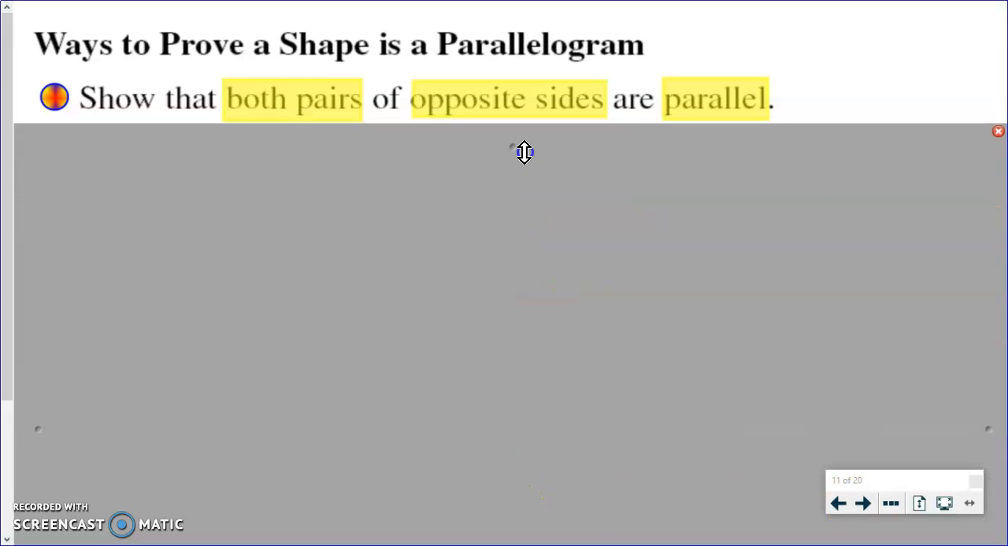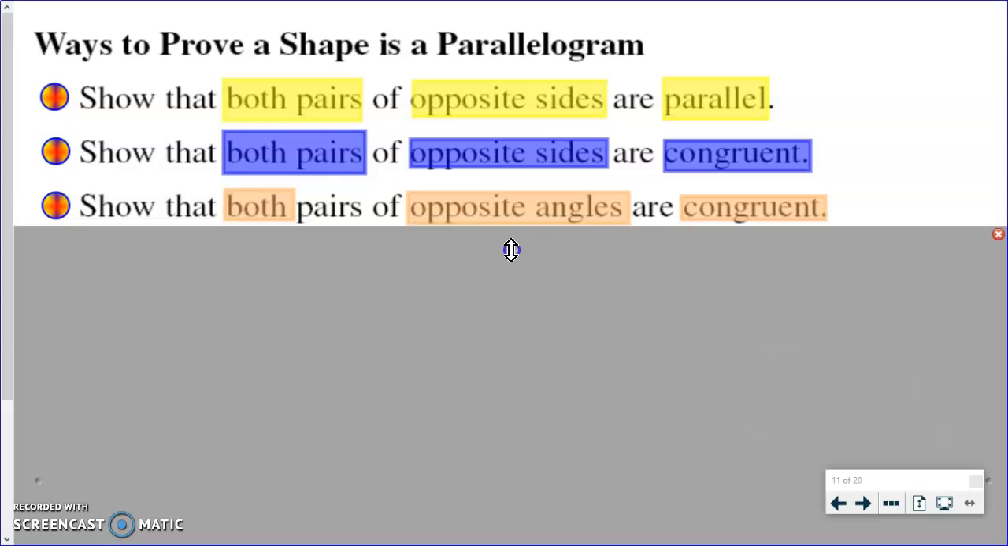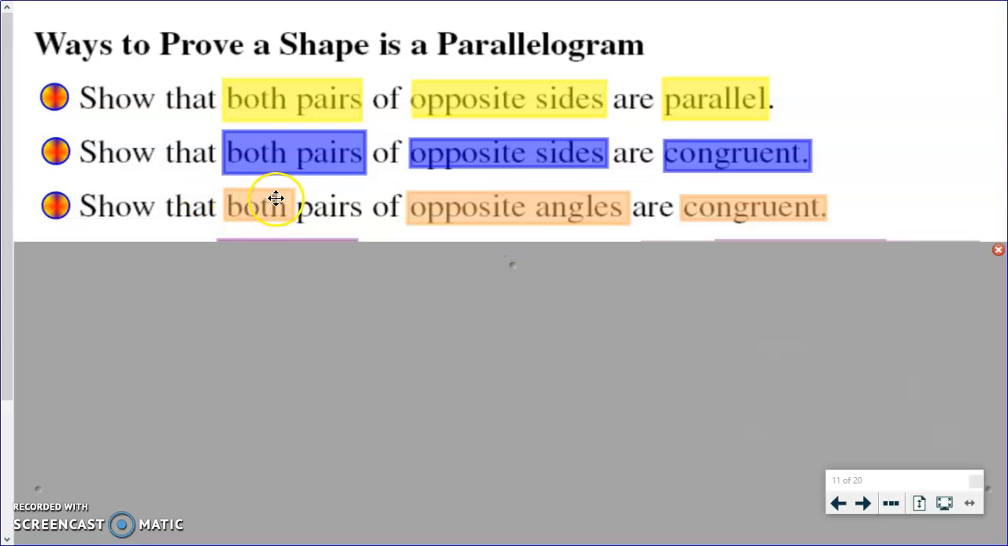Okay. So these are the different ways that we're going to use to prove that something's a parallelogram. And in all these ways, there are 2 things that are happening. The first one is kind of the definition of a parallelogram. Both pairs of opposite sides are parallel. But it's 2 things. 2 pairs of opposite sides are parallel. If we know that both pairs, 2 things, both pairs of opposite sides are congruent, then it's a parallelogram. If we can show that both pairs, again, that's our 2 things, both pairs of opposite angles are congruent, then it has to be a parallelogram.